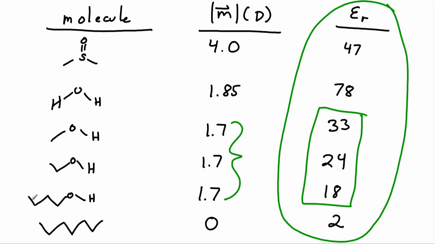So anyway, the take-home message is that dielectric constant is primarily a function of dipole moment density of a molecule. And so when we say that, for instance, that water is more polar than butanol, we're not really talking about dipole moment. We're really talking about dielectric constant.